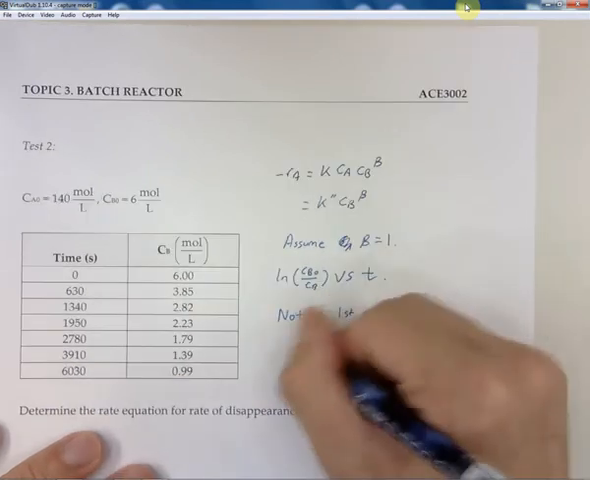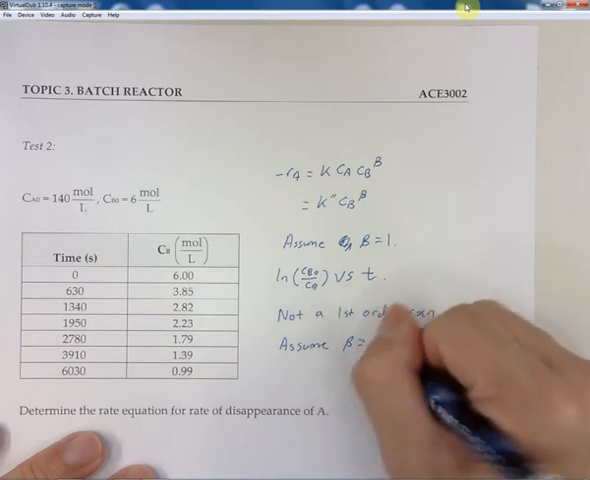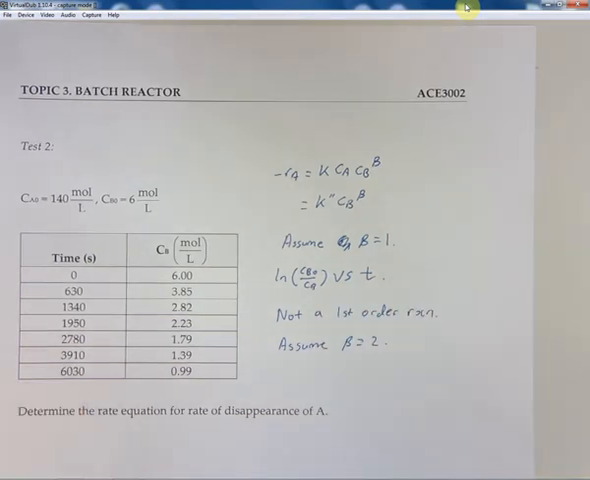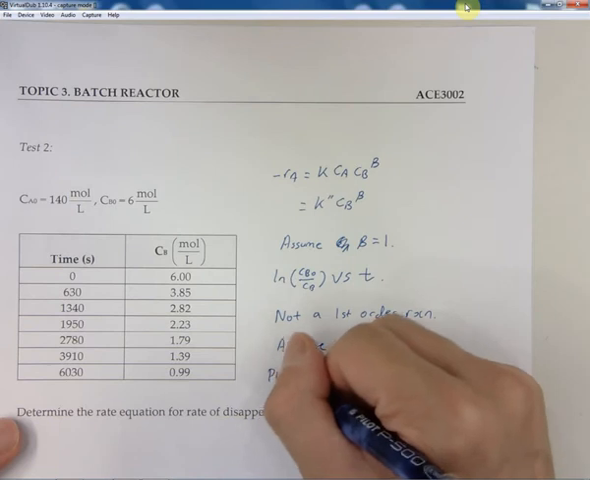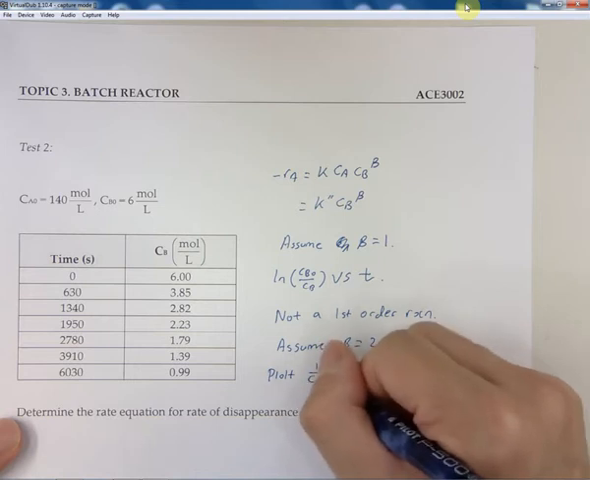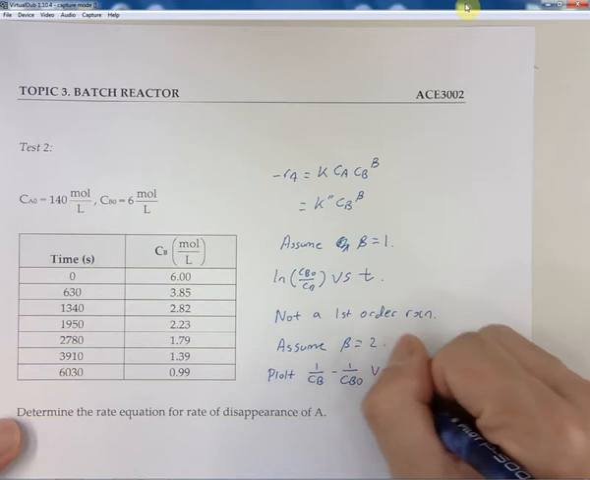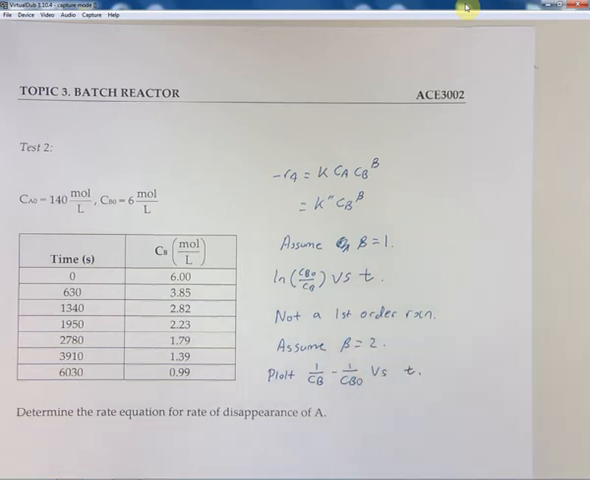Then we assume that beta equals 2. So we have to plot 1 over CB minus 1 over CB naught versus time t. Okay, and then similarly we have to construct the table out.